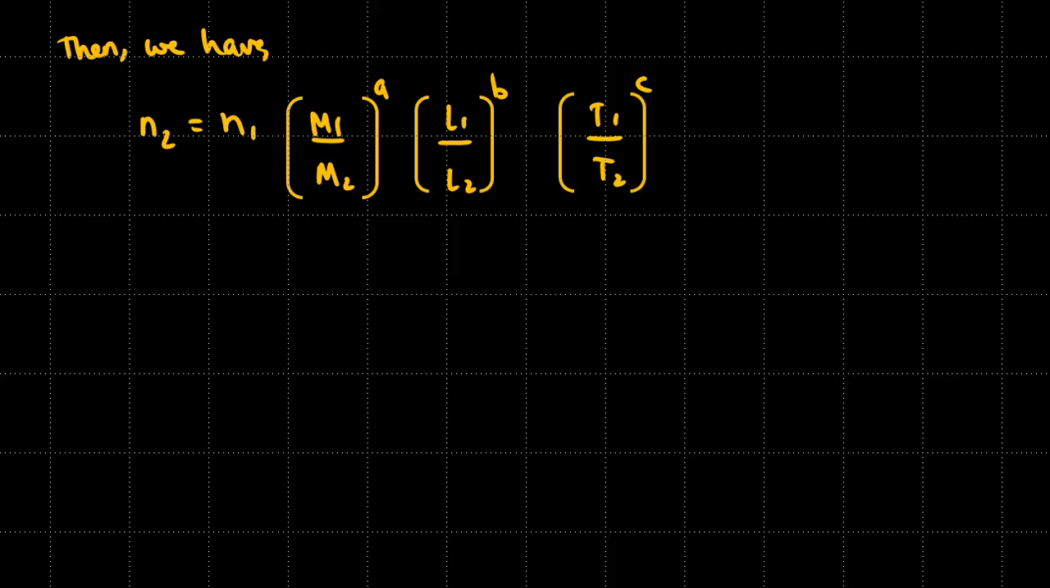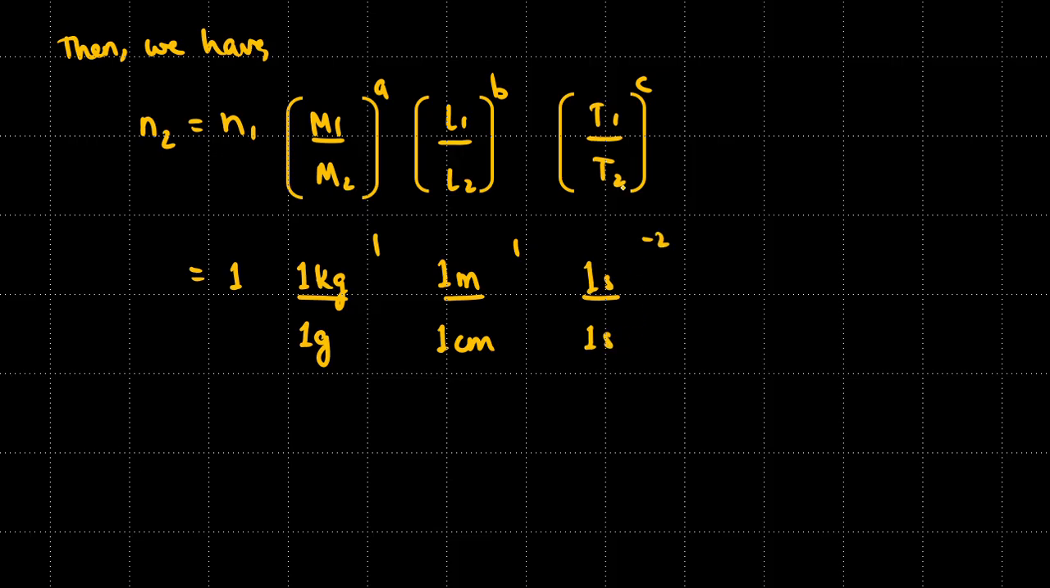So now let's put the values. Putting the values, we will get n1 as 1, because it's 1 Newton, and here is 1 kg divided by 1 gram to the power 1. Similarly, 1 meter by 1 centimeter to the power 1, and 1 second to the power minus 2 divided by 1 second to the power minus 2.